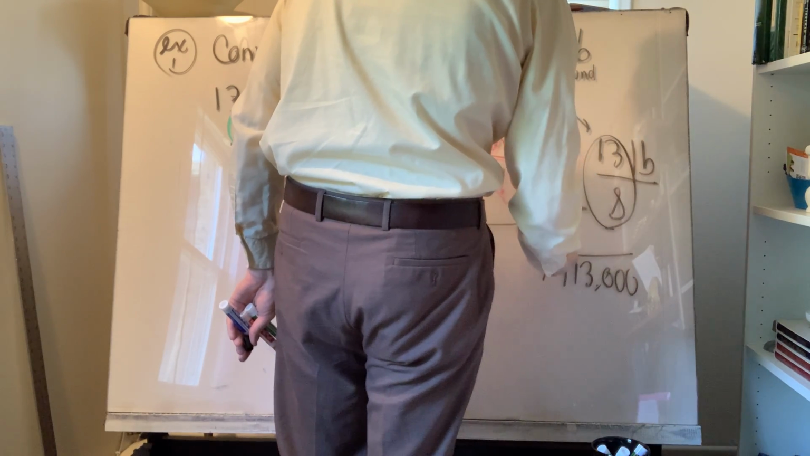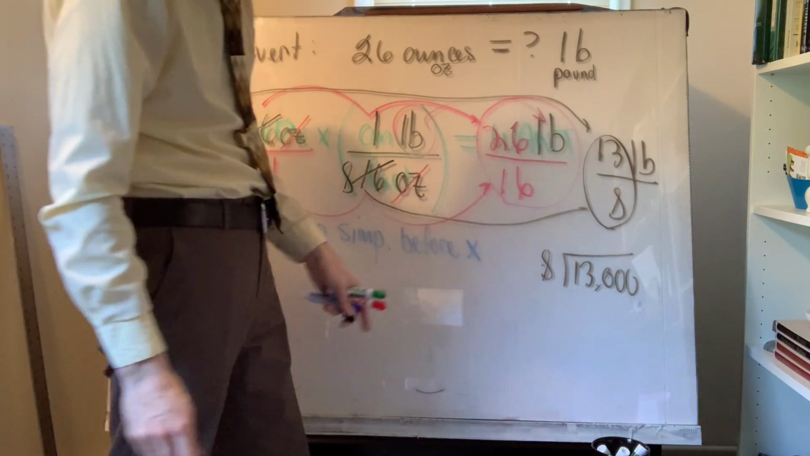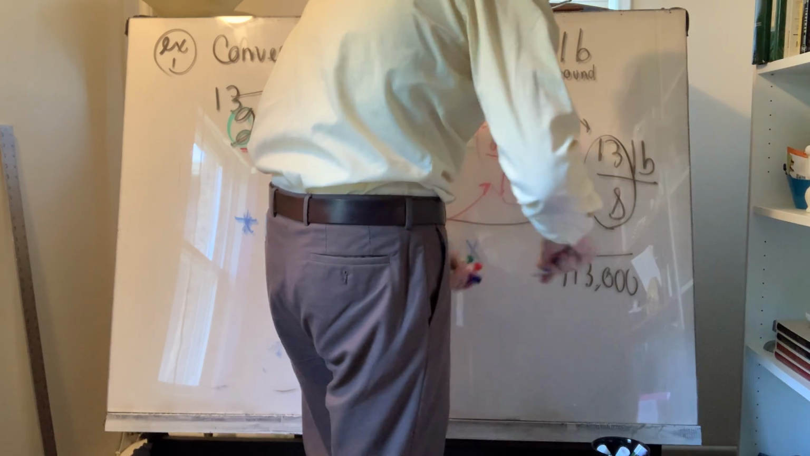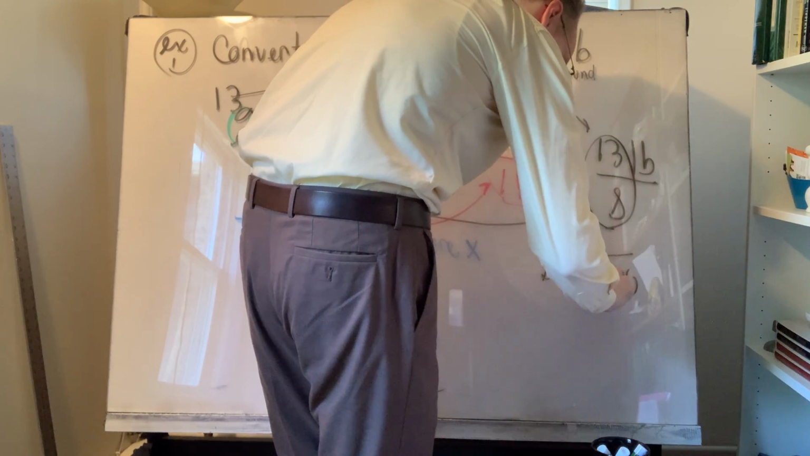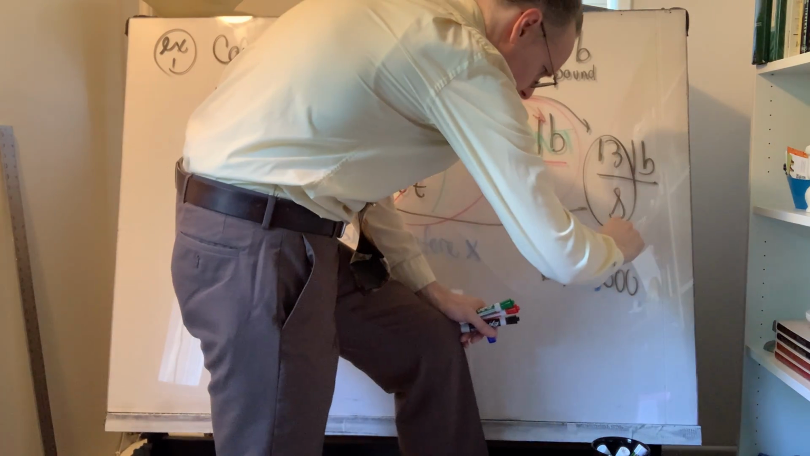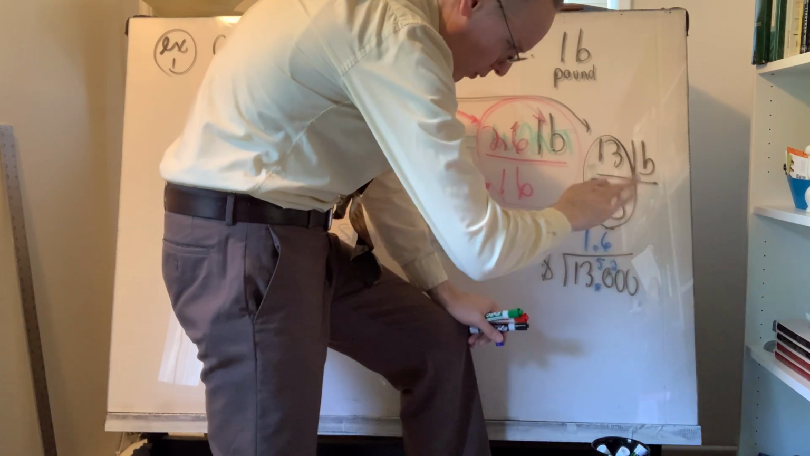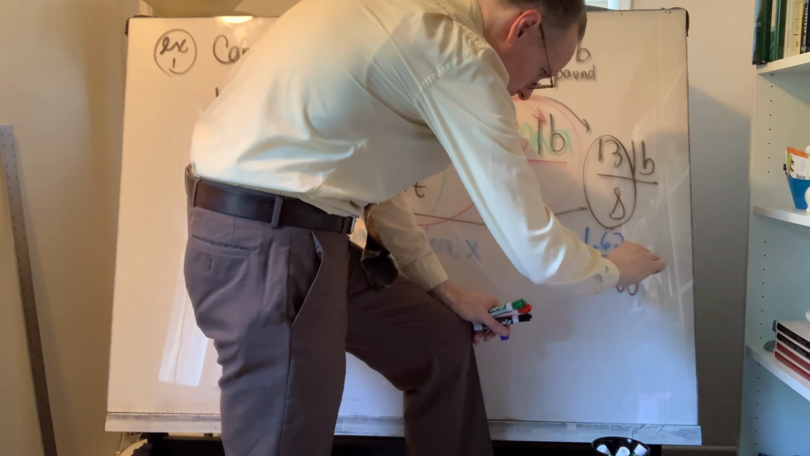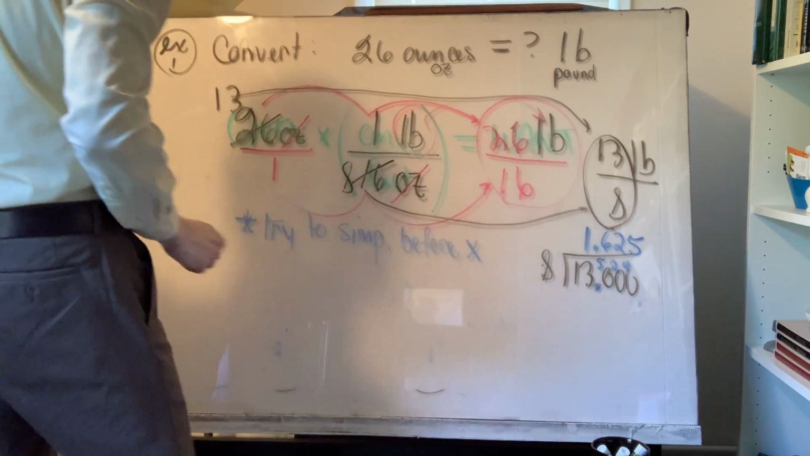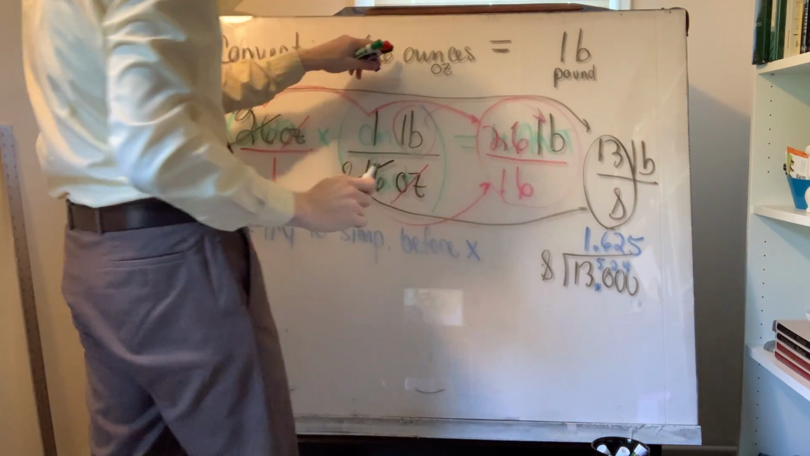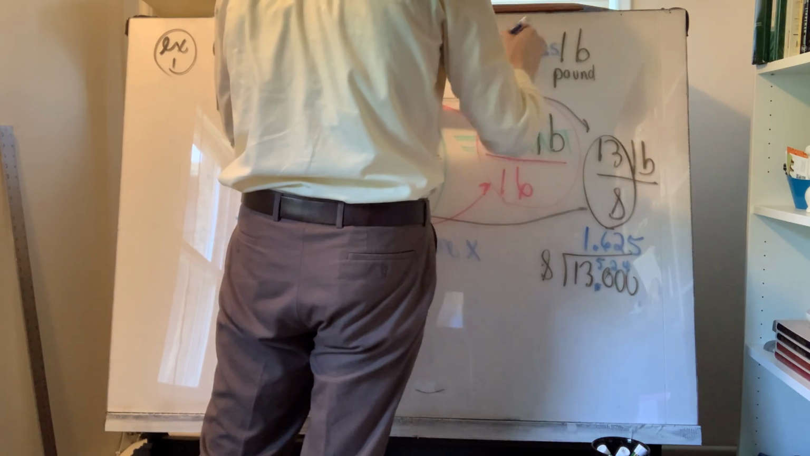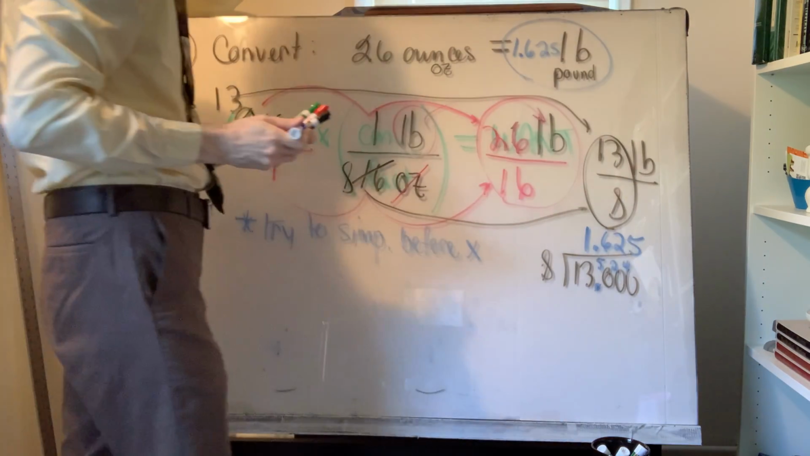All right, the top figure goes inside the box, and the 8 is on the outside. How many 8s can you squeeze into 13? Well, roughly 1. And the difference is 5. 8 goes into 50 roughly 6 times, which is 48, and the difference is 2. 8 goes into 20 roughly twice, and the difference is 4. And 8 terminates into 40 exactly 5 times. So essentially, 26 ounces is 1.625 pounds.